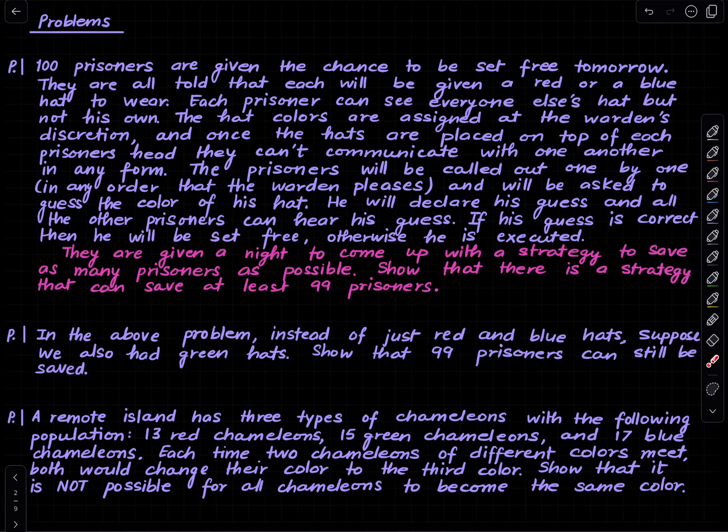So here are some puzzles for practice. And now let us get started.